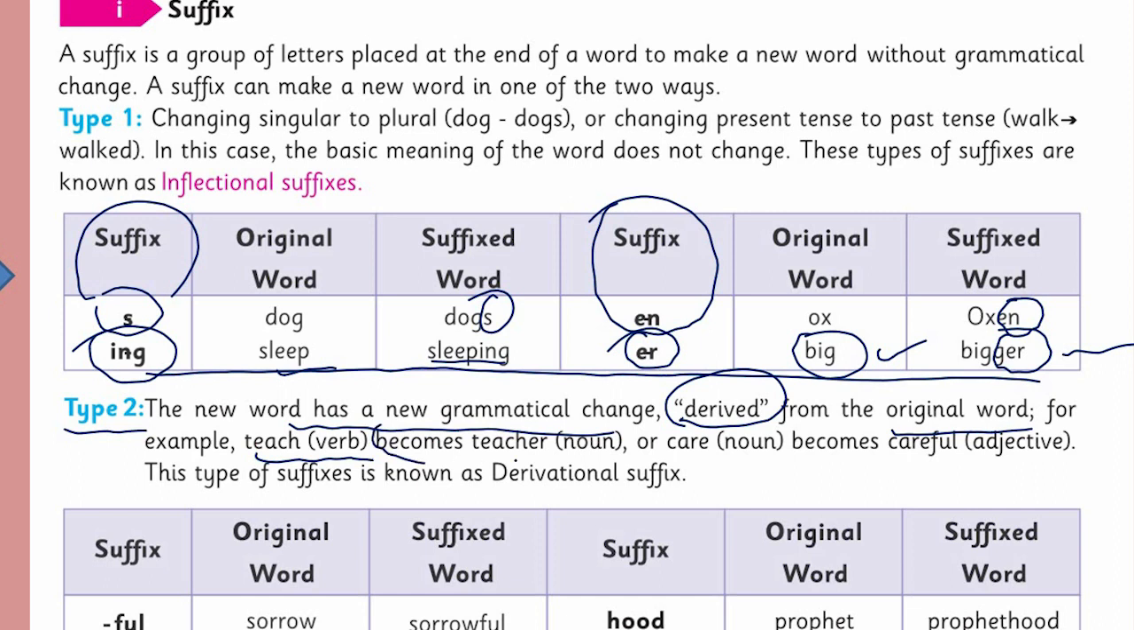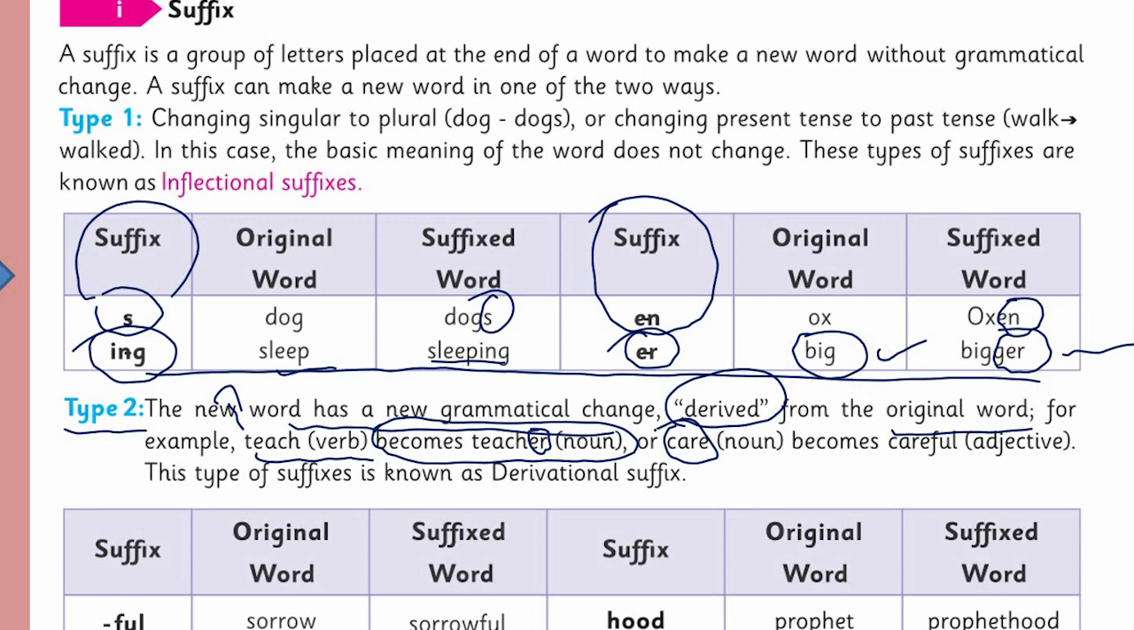It becomes teacher when we add the suffix er here. So it converted into a noun. Here the verb is teach, to teach someone. But if we add er here, it becomes a noun. Or care, care is also a noun.